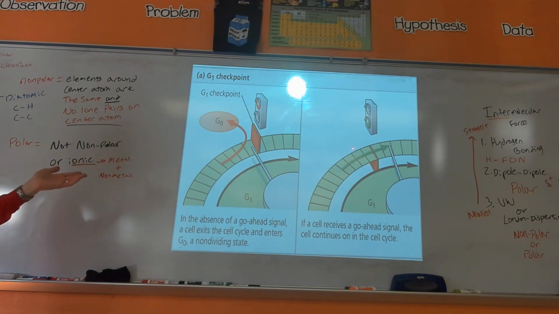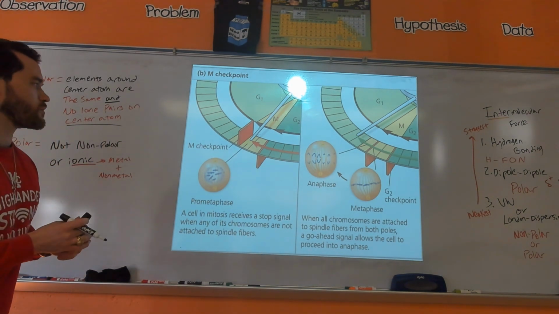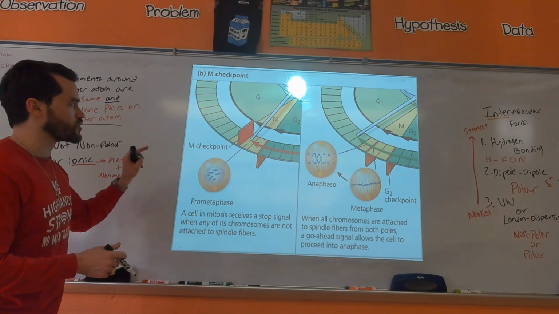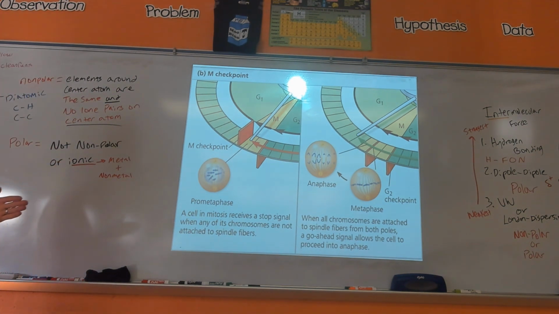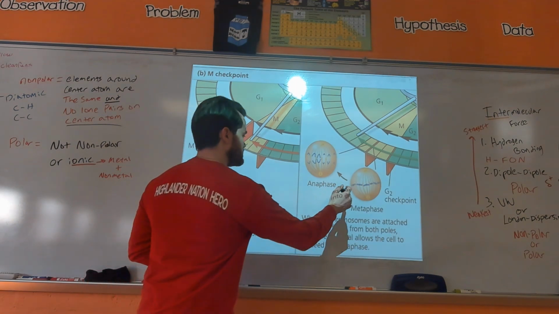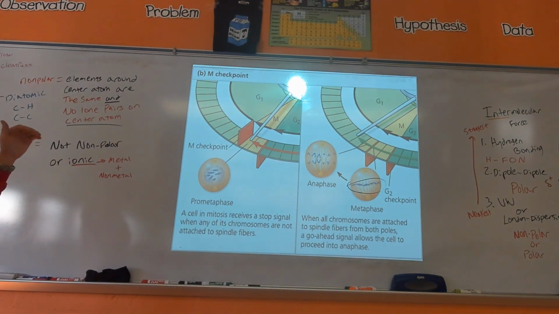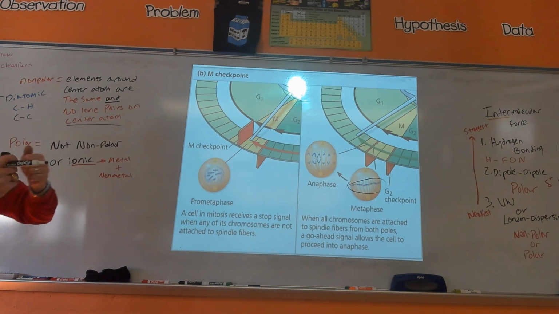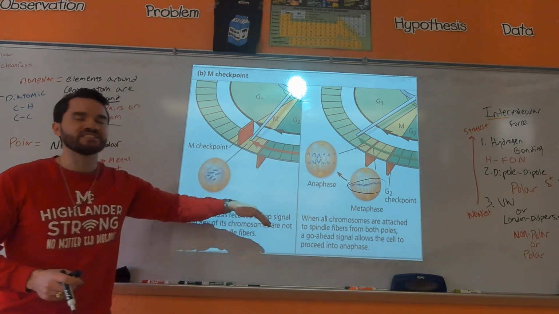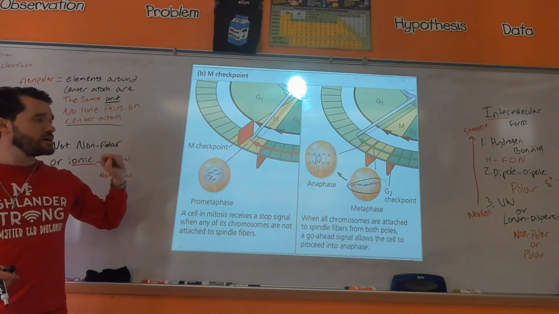Then we would go through it. The M checkpoint is a super important one. That one is where we actually make sure the chromosomes are lined up completely at the metaphase plate. Because think about it, if the chromosomes aren't lined up on the metaphase plate properly, you don't get the right number of chromosomes going to each of the two new cells. That's the important part of the M checkpoint.